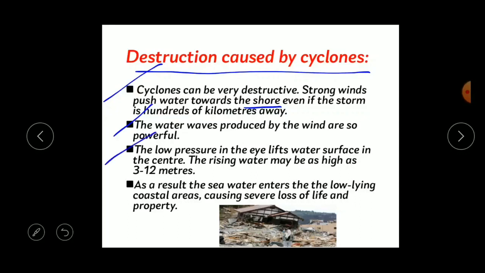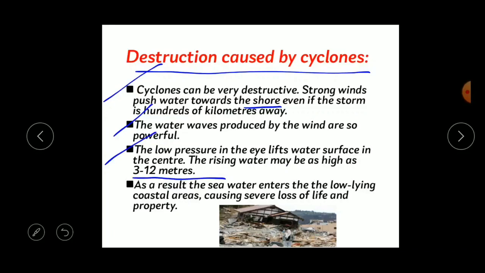The next point is the low pressure in the air lifts the water surface in the center. The rising water may be as high as 3 to 12 meters. So the cyclone can result in extremely high waves in the sea or ocean because of the low pressure. These waves may be 3 to 12 meters high.